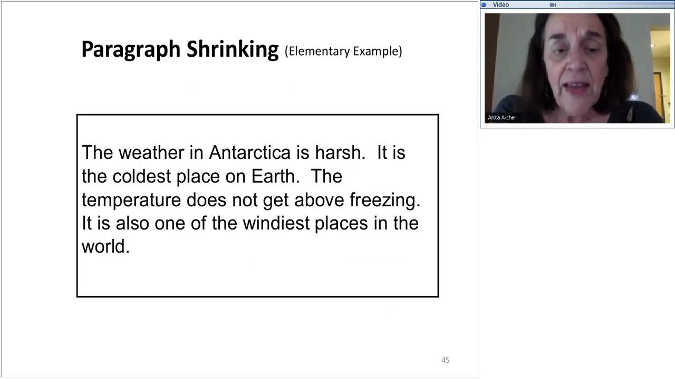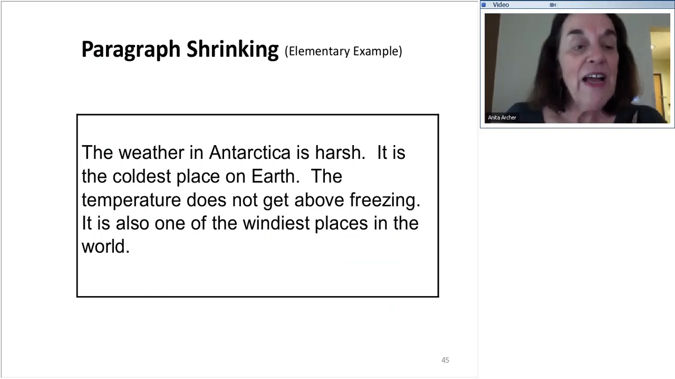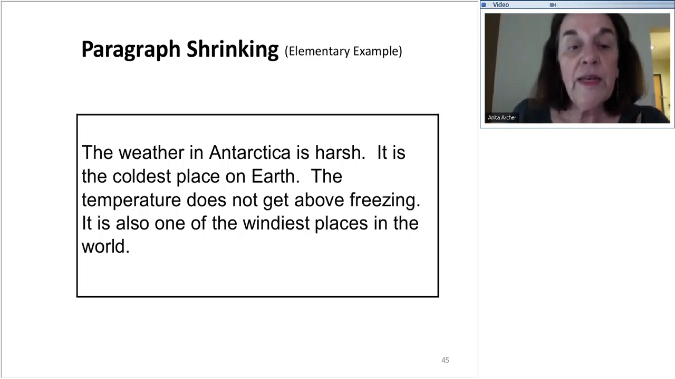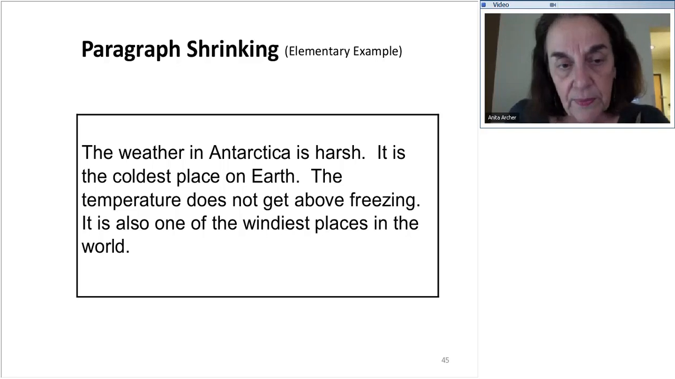The weather in Antarctica is harsh. It is the coldest place on Earth. The temperature does not get above freezing. It is also one of the windiest places in the world.